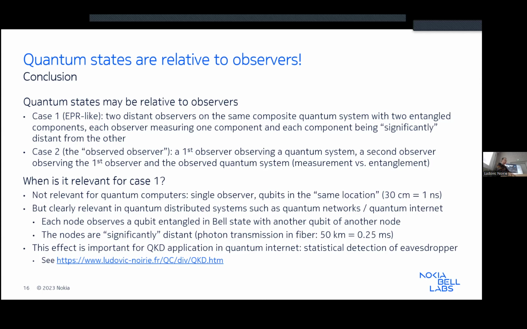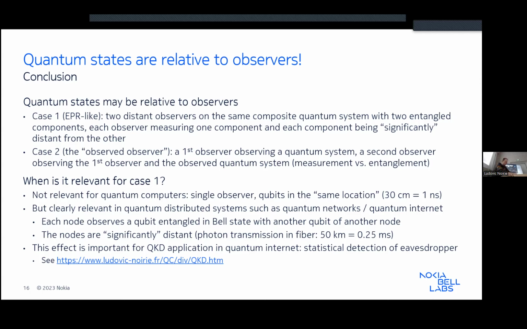Each node observes a qubit, which is entangled in a Bell state with another qubit in another node. And the nodes are significantly distant. The photon transmission on the fiber for 50 kilometers is 0.25 milliseconds, which is not negligible.